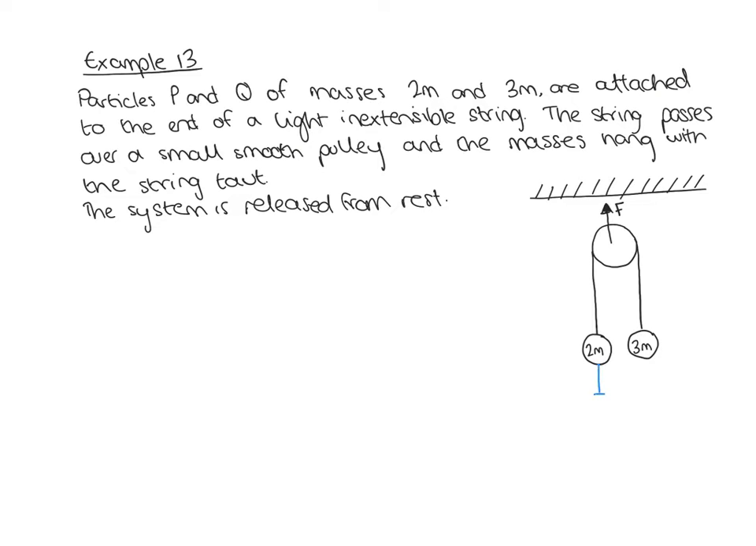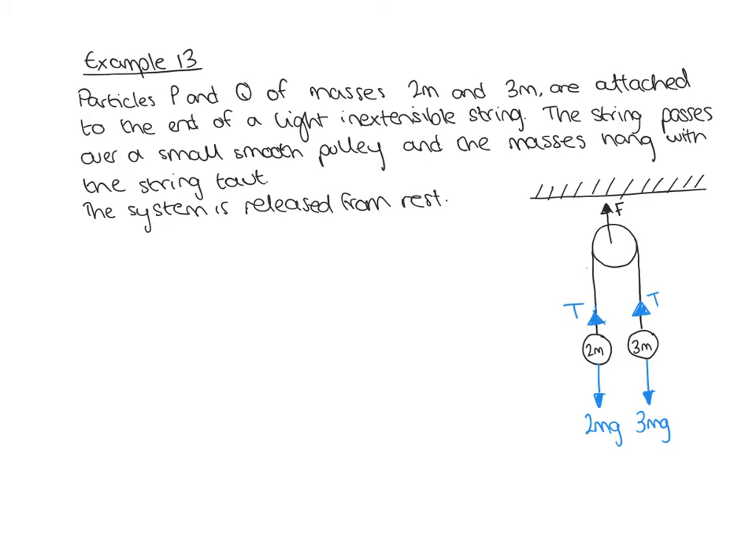So step one, first thing we need to do is add all the forces onto the diagram. So the weight of mass of 2m is 2m times gravity. Weight of that one is 3mg. What's the force holding each of those particles up? It's the tension from the string. So we've got that on both sides.